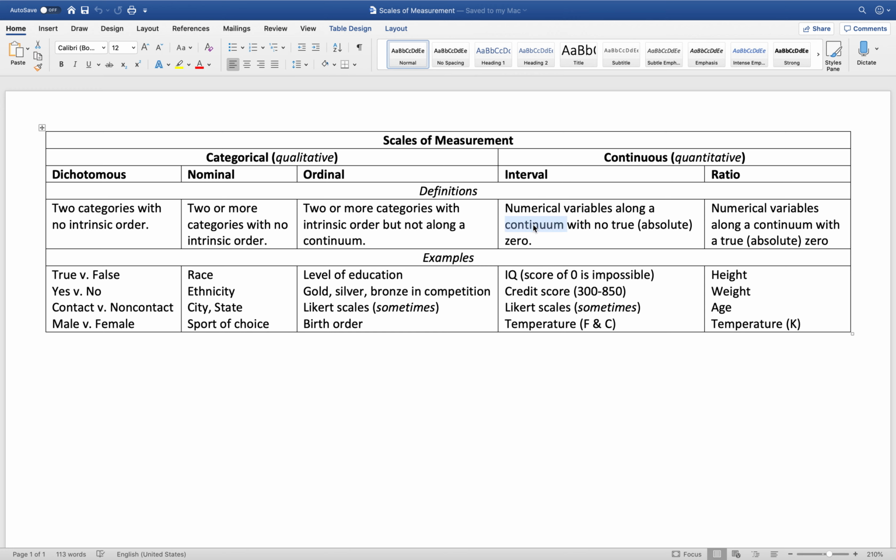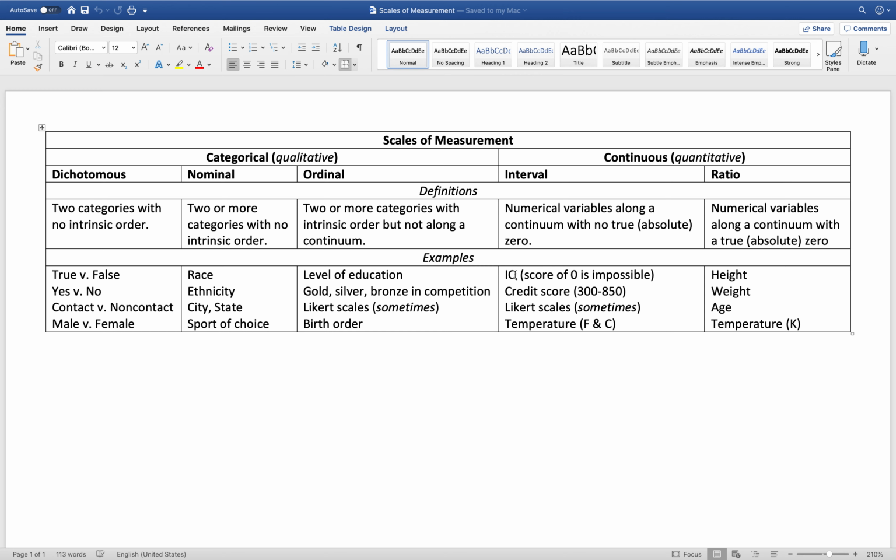So there is a continuum here, meaning that the distance between 1 and 2 is the same as the distance between 2 and 3, which is the same as the distance between 3 and 4 and 5, and so on and so forth. So the continuum is there, but there is no true or absolute zero. What a true zero or absolute zero means is that at the 0 point, the particular concept that we're studying does not exist, right?